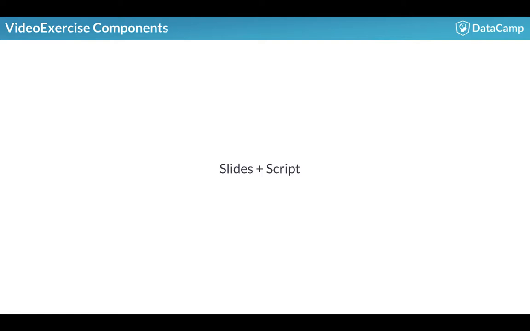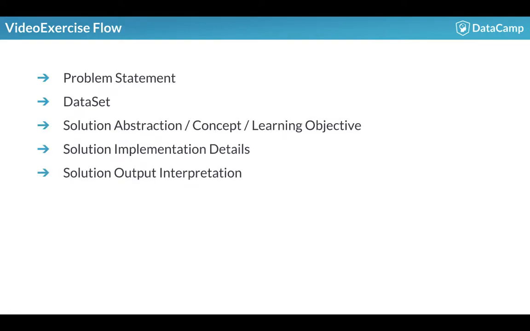There are 2 main components to video exercises. The first is slides and then scripts. And the general flow for video exercises in the context of data science is this. We first begin with stating a problem. That is, what is the real-life problem we're trying to solve, by which we're going to employ the concept or learning objective. Then we proceed to the data set.